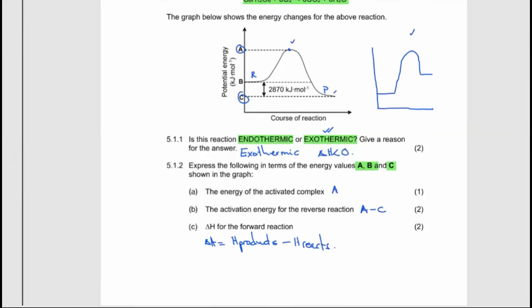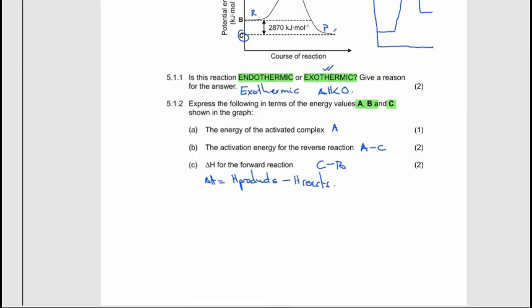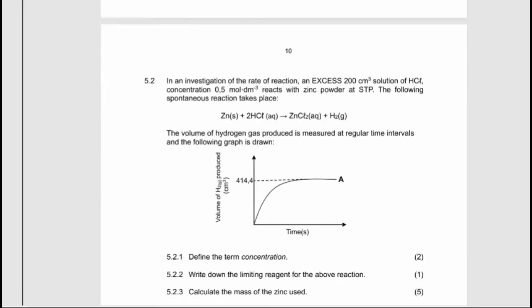So C is your product, and then B. Therefore, I'm going to say C minus B, like that. So that's how we're actually going to get our answers there. Then we're going to proceed to 5.2.